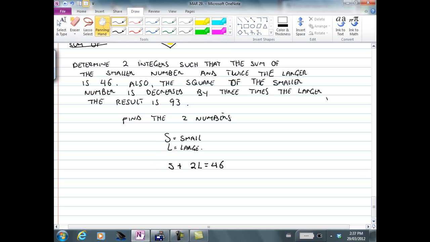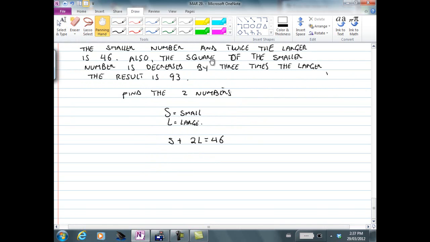Keep it simple. Here's where people are going to make mistakes. It says the square of the smaller decreased by 3 times the larger. The result is 93. Yuvraj, what's your equation for this? So it'd be S squared minus 3L equals 93. Once you get up to here, you can use any technique you like.